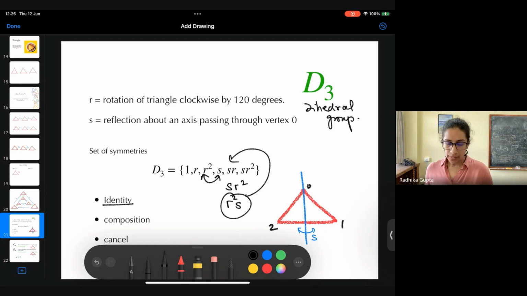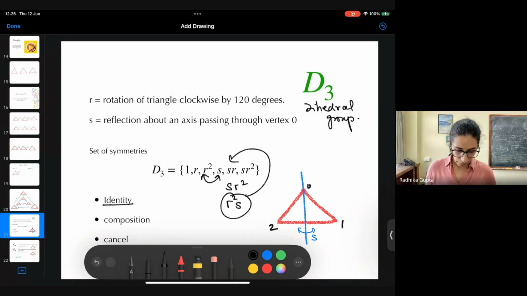And there is also cancellation. Cancellation meaning for every symmetry, there is a way to undo it. So individually for rotations, you know how to undo it. For reflections, you just do the reflection again. And when you compose these things, again, you can undo them the same way.